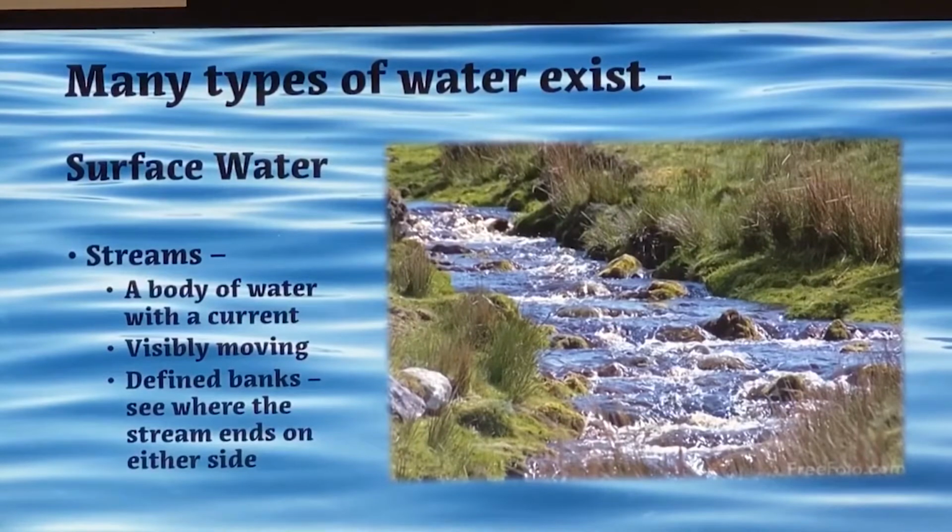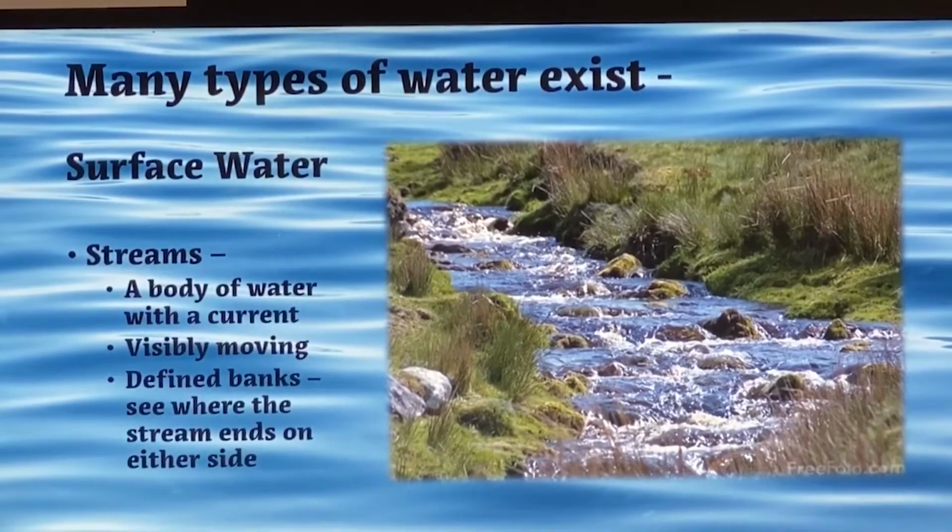Many types of water exist. So we want to talk about first surface water. So surface water is the water that moves above the ground. It's visible. So the first one we want to look at are streams, which is a body of water with a current moving. It's visibly moving. The water is visibly moving. And it's got defined banks where we see the stream ends on either side.